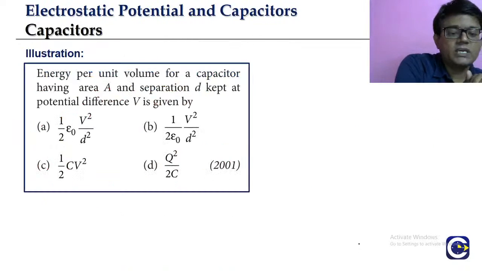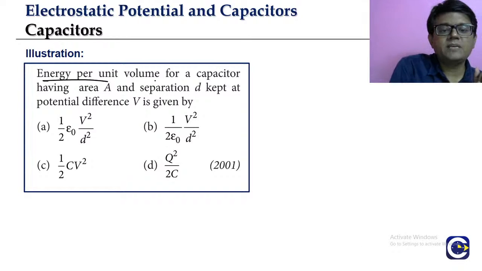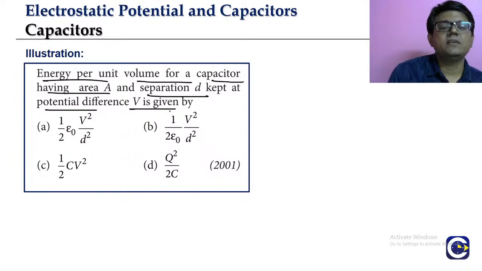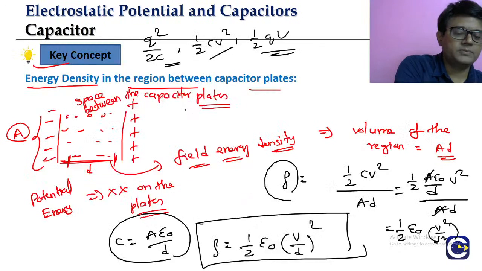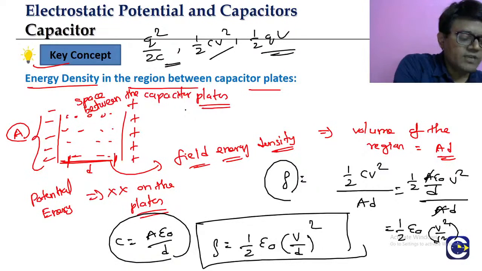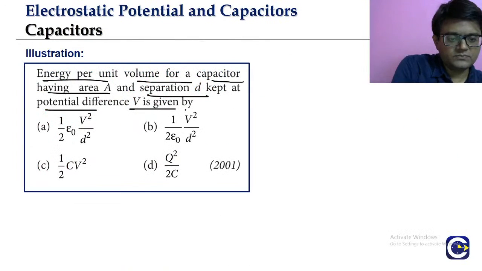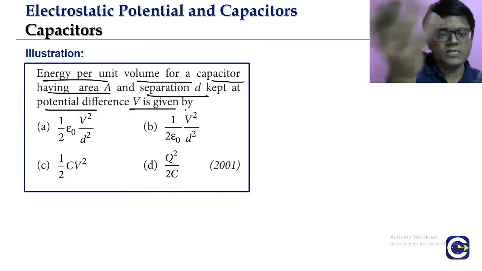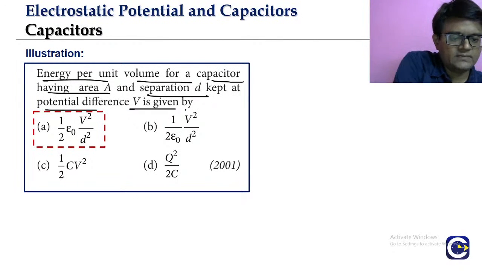See, I'll show you the question that came in the year 2001. Energy per unit volume of a capacitor having area A and separation D, kept at a potential difference V, is given by. Straight question. Then what is it? Half into epsilon naught into V by D the whole square, or we can write it as V square by D square. What is the answer for this? Option A.